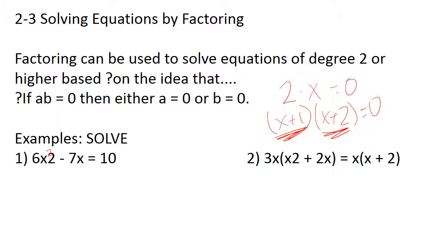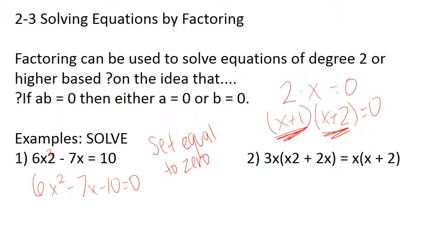The first step is always to get everything over to one side and set equal to 0. Okay, you want to set the equation equal to 0, have all of the x's, everything over onto one side, and then set it equal to 0. So for example, on this first example, number 1, I would have 6x squared minus 7x minus 10 equals 0.